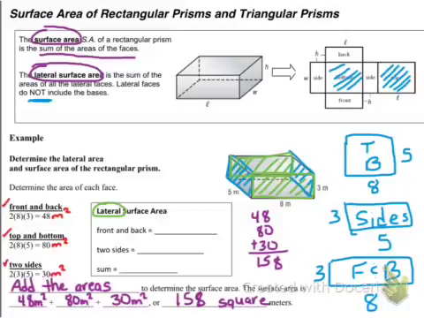So we already found out that the front and back are 8 by 3, and there's two of those. 8 times 3 is 24, times 2 is 48. So that's 48 square meters.